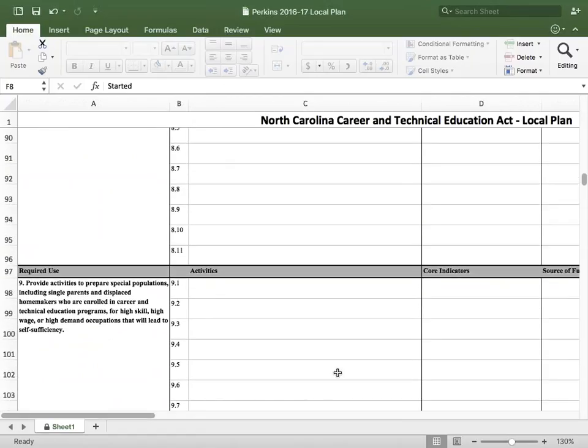And I know that our colleges are doing some really great things with their special population students, so you may have initiatives here that you see, and so feel free to give us a sampling of what you're doing to meet the needs of your special populations. Now remember, if you're using Perkins funds to fund an activity, it has to be listed somewhere in your local plan. So do we have any questions about the local plan document before I move on to budget?